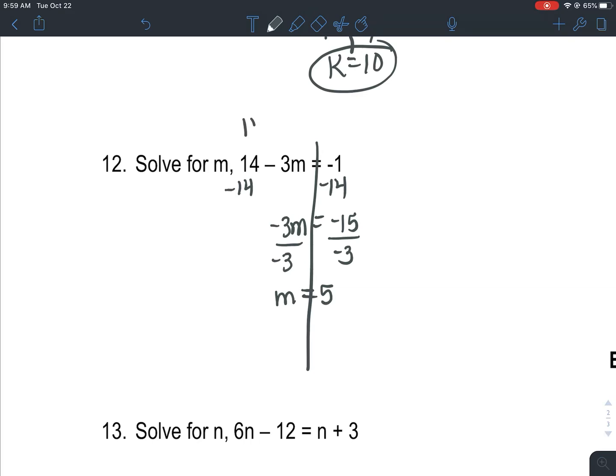And again, you can check it even by hand. 14 minus 3 times 5 equals negative 1. That'd be 14 minus 15, which does equal negative 1.